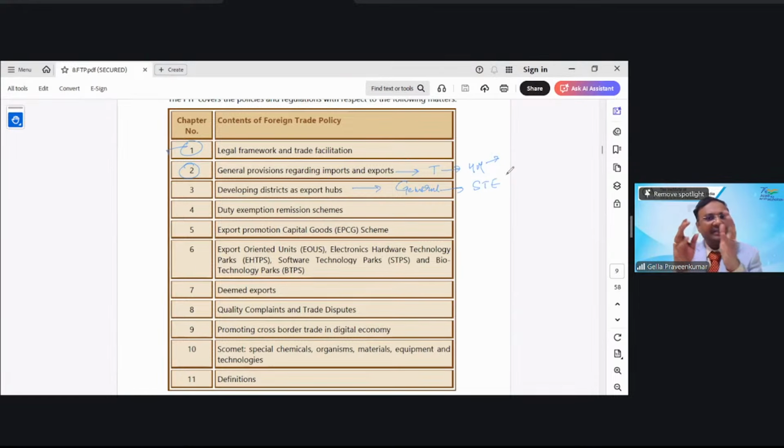Right now, DGFT has its main office in Delhi. All the information percolates from the districts to the center. Their agenda is to identify, for example, fisheries, agriculture, cotton. They want to identify at the grassroots level. The objective of a district hub is to understand the scope of resources I have, the volume of production that happens, and where that production should be exported.